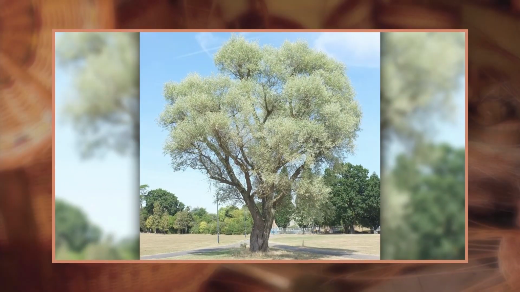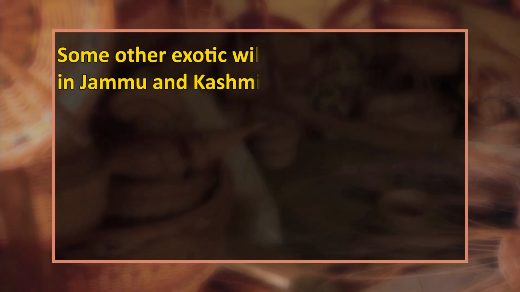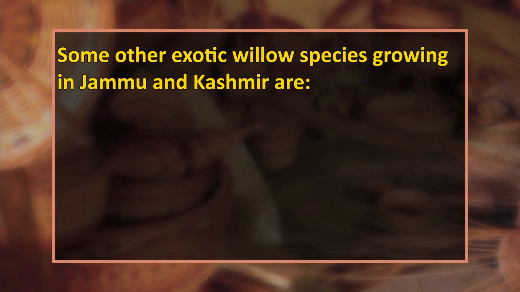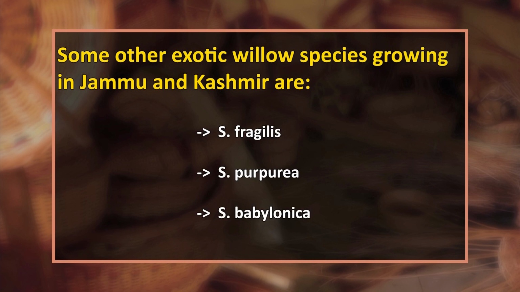The well-known exotic willow species Salix alba was introduced in Kashmir by an industrialist Allah Bakhsh of Pakistan, who had established a unit at Halmula, Bijbihara in the early 19th century. Some other exotic willow species growing in Jammu and Kashmir are Salix fragilis, Salix purpurea and Salix babylonica.